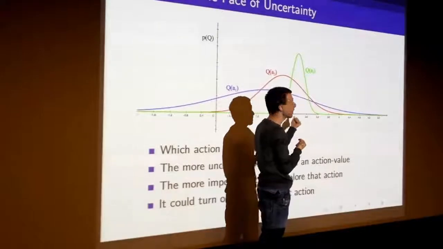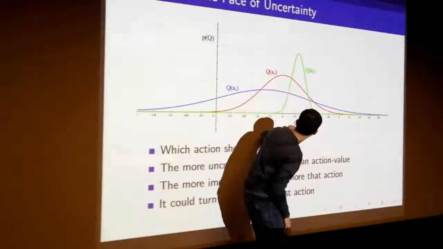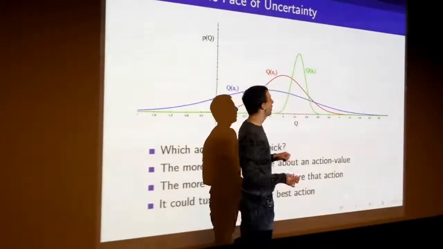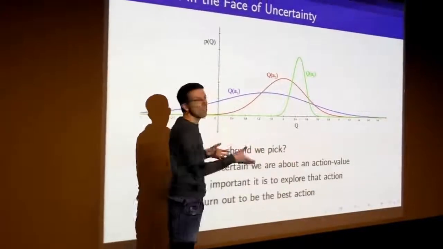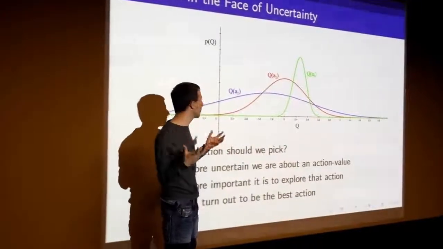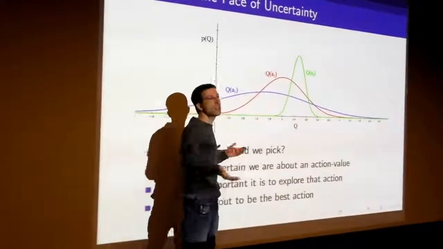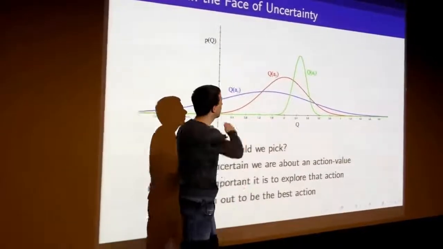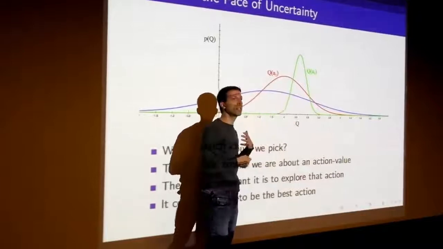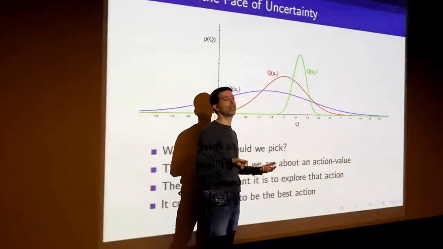We believe that the mean of this arm is somewhere around, I can't read these, 2 point something. Whereas this blue one, maybe we've only tried a couple of times and we're really not sure what the mean is. We think it's somewhere around here, but it could essentially be anything. And the red one's somewhere in between. And the question is, which arm should we pick next?